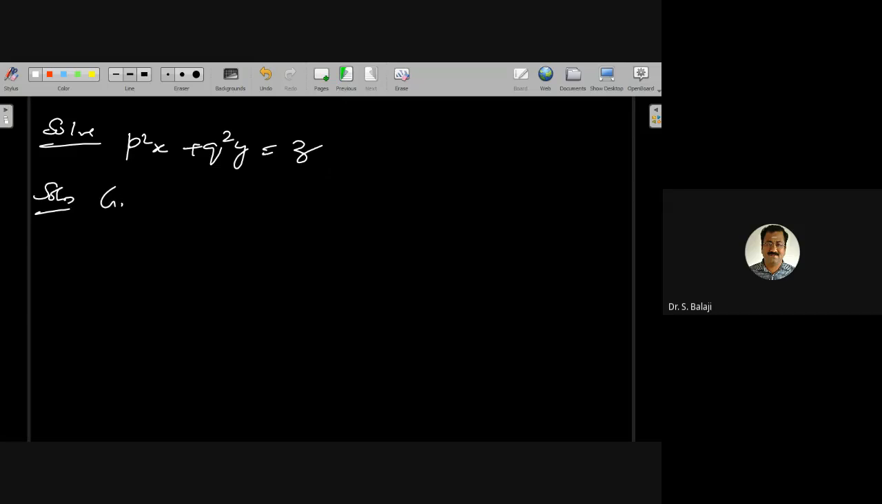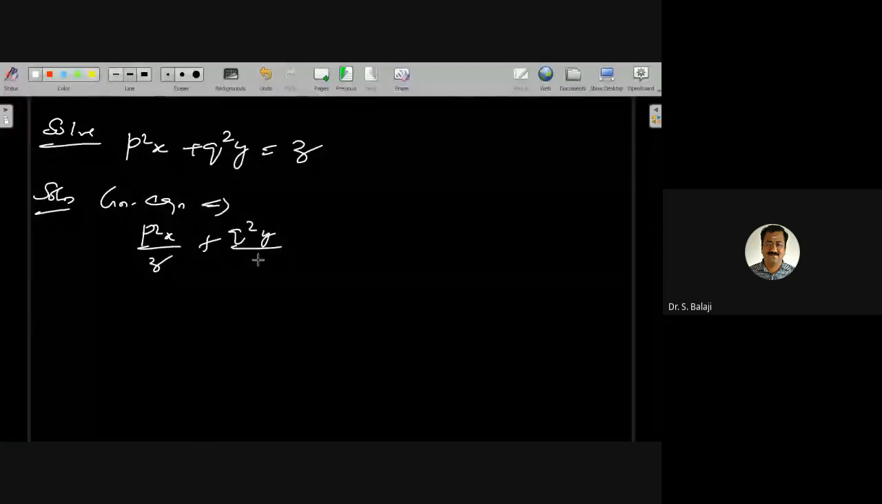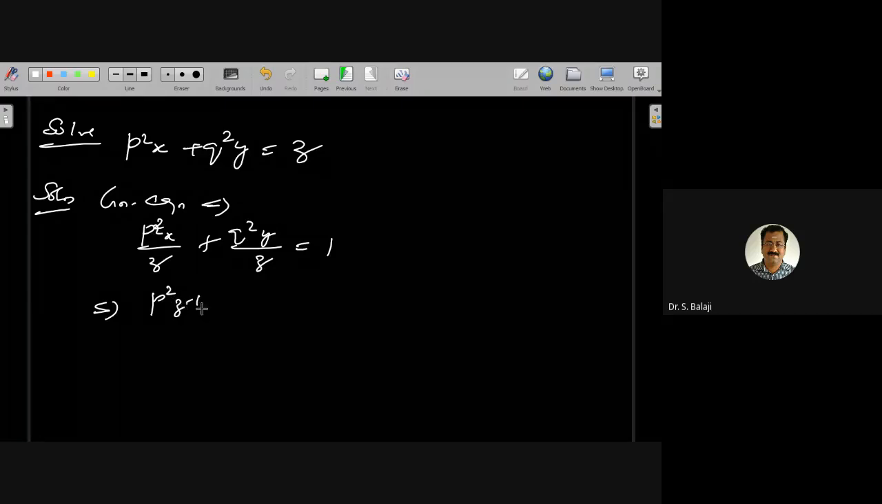So in the solution, the given PDE becomes p square x by z plus q square y by z equal to 1. We divide by z, and then you can get it as p square z power minus 1 x, and similarly q square z power minus 1 y equal to 1.